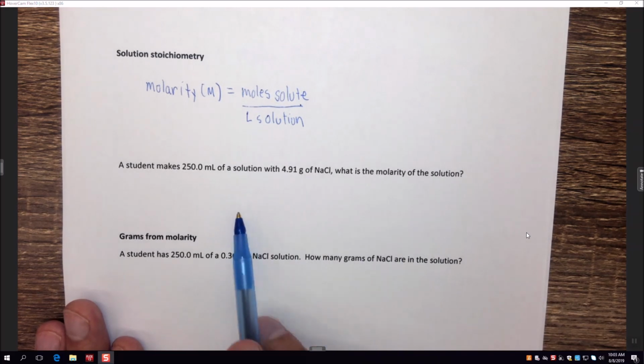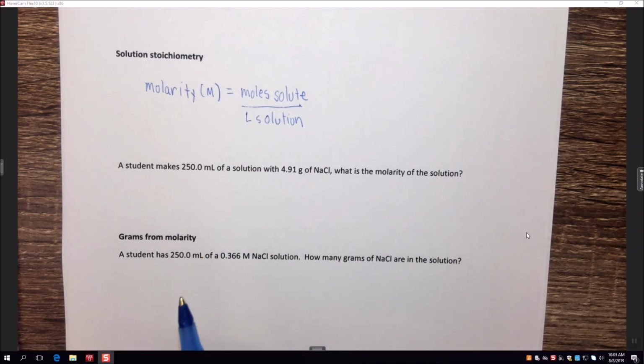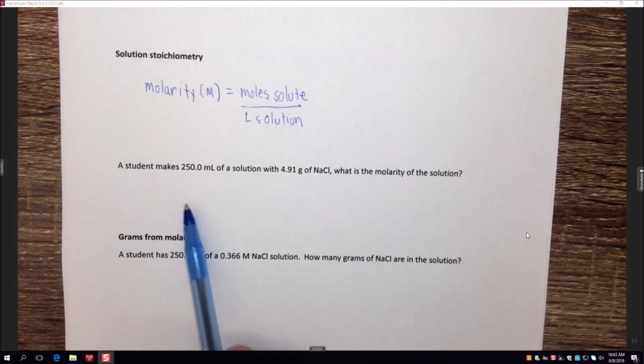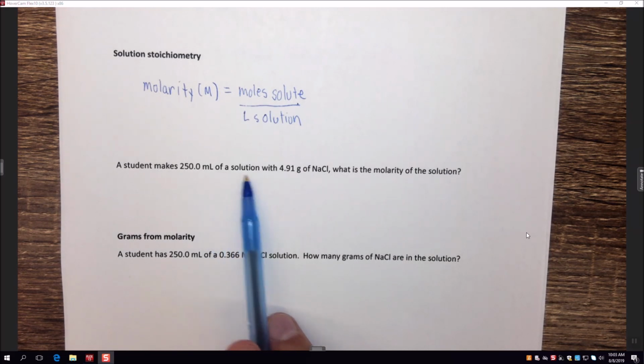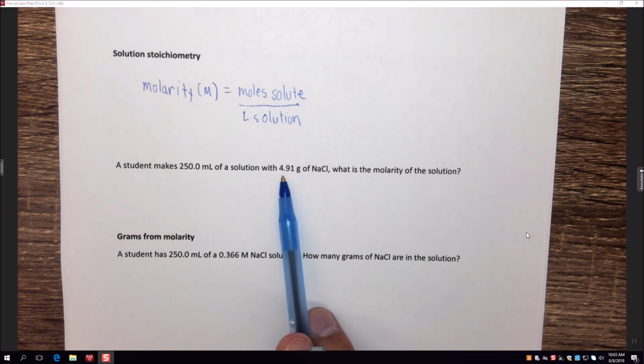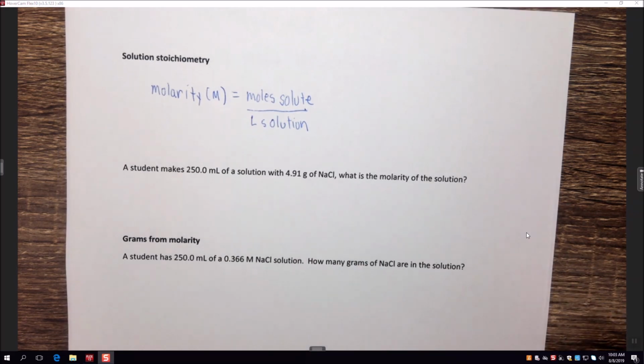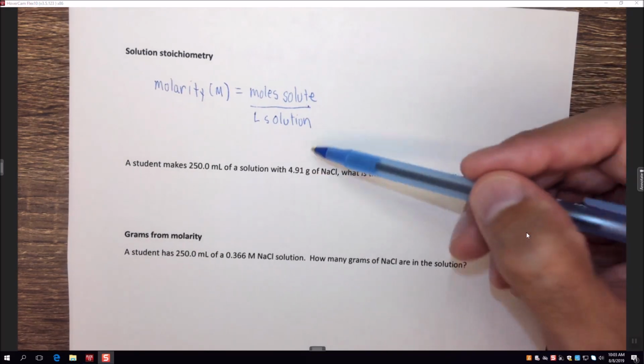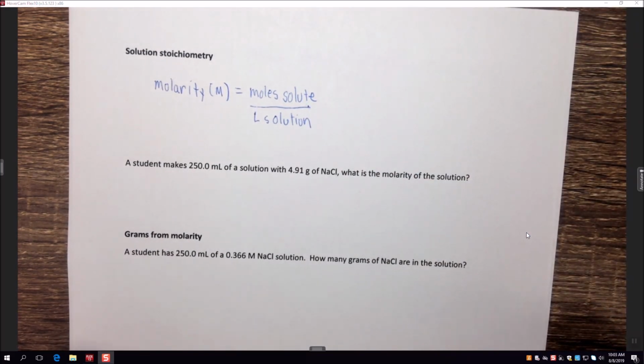So let's take an example of this. An example is that a student makes 250 milliliters of a solution with 4.91 grams of NaCl. What is the molarity of the solution? So in order to do this, I'm going to do it in something that looks like dimensional analysis. Do you have to do it this way? No. You could find moles, you could find liters, and you could plug in. But I'm going to do it in something that looks like dimensional analysis.